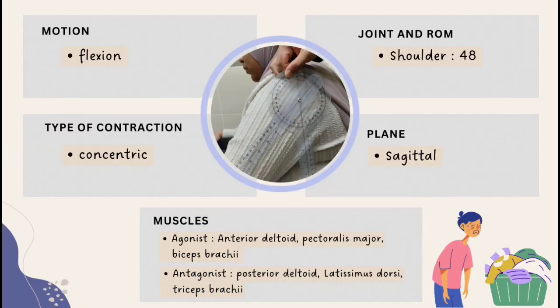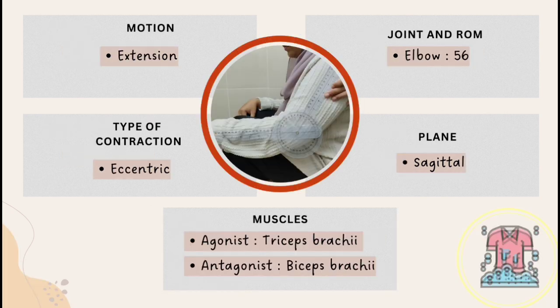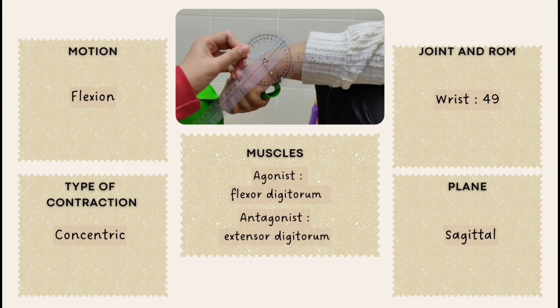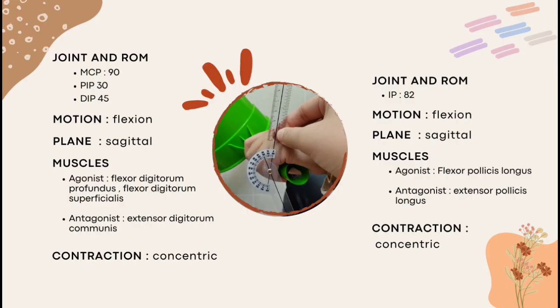In this picture, we can see the shoulder in 48 degrees of flexion. Next, the picture shows the elbow extended in 56 degrees. It occurs in the sagittal plane and has eccentric contraction as the muscle is lengthening. Next, we can see the wrist in 49 degrees of flexion. Now, we can see the MCP, PIP and DIP joints in flexion motion. Here, we can also see the IP joint for the first digit has 82 degrees of flexion.